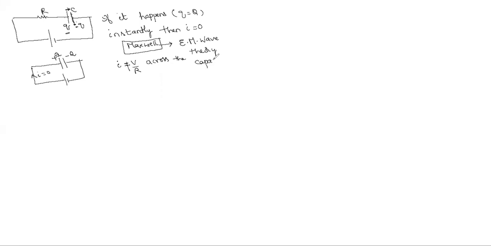Okay, what I'm saying is, according to the formula, Q is equal to CV. I is equal to dQ by dt, which is equal to C into dV by dt. I am differentiating this equation.